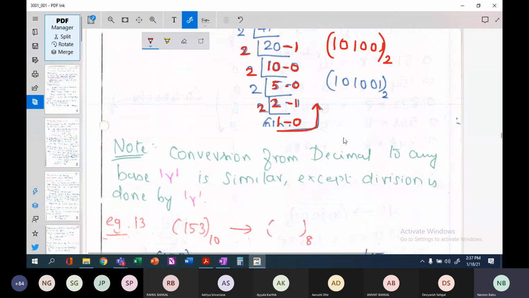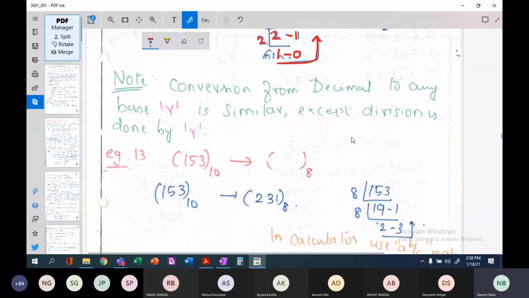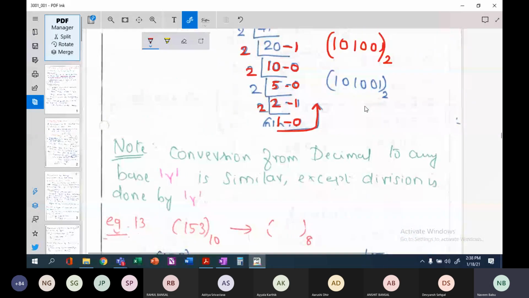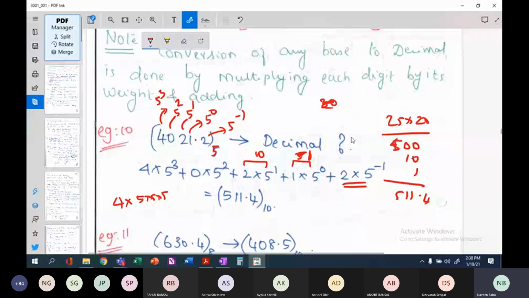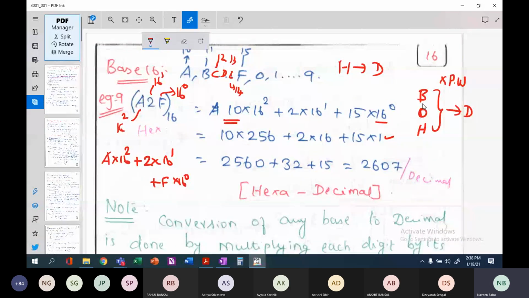Okay. Now you have to convert 153 in decimal to an octal number. Now what have we seen here? We have seen the conversion of all base numbers to decimal. If you want to convert binary, octal, hexa, or any other base number to decimal, you multiply it with positional weights.